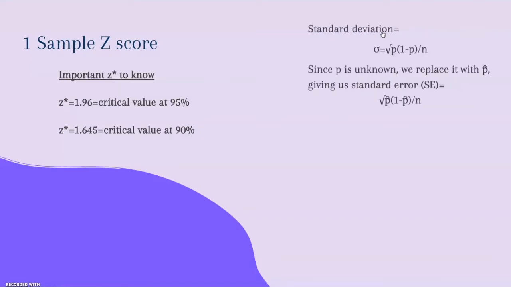And then here's the equation for standard deviation. It's going to be sigma equals the square root of p times 1 minus p divided by n, and that's all going to be under the square root. But in this case, since we don't know p, we have to replace it with p hat, which gives us the standard error equation, which is basically the same, just instead of p, it's p hat.